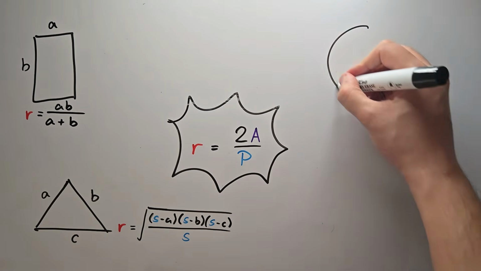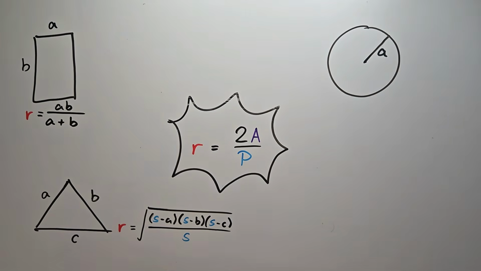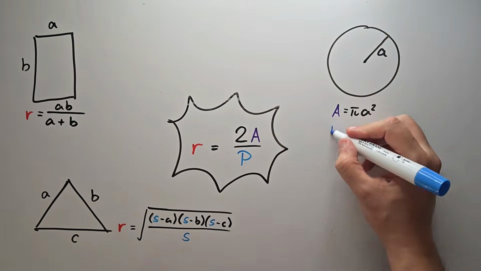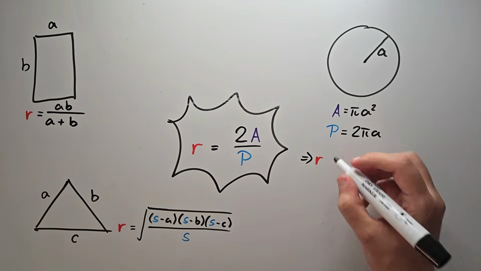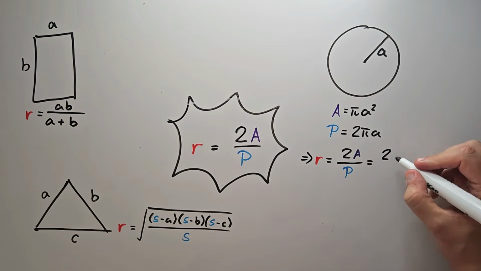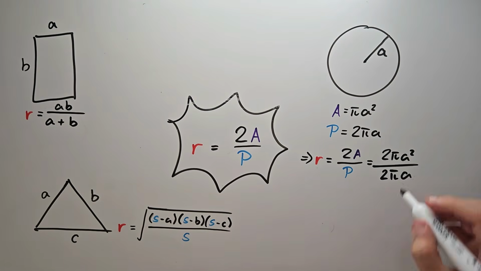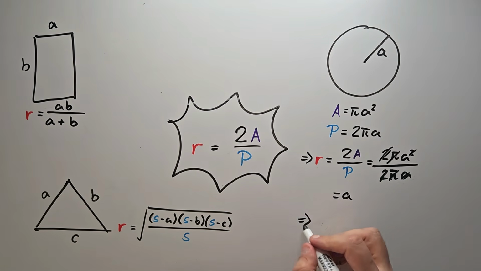Lastly, let's double check that this works for a circle. We'll define the distance between the centre and the edge as A. Thus we get that the area is equal to pi A squared and the perimeter is equal to 2 pi A. Plugging these into our radius formula, we get that the radius is equal to 2 pi A squared divided by 2 pi A. After some cancelling out, we are left with just A. Thus the radius of the circle is in fact the radius of the circle.